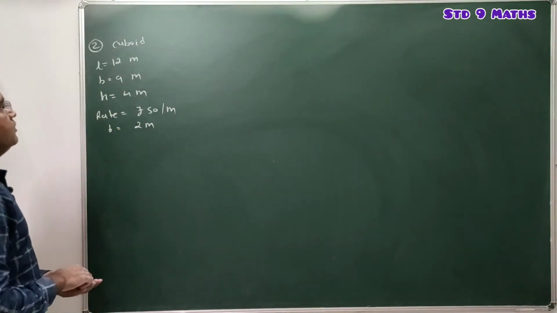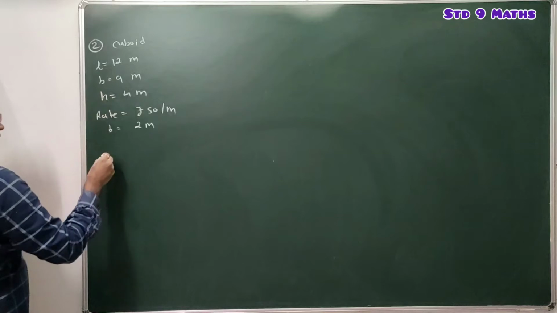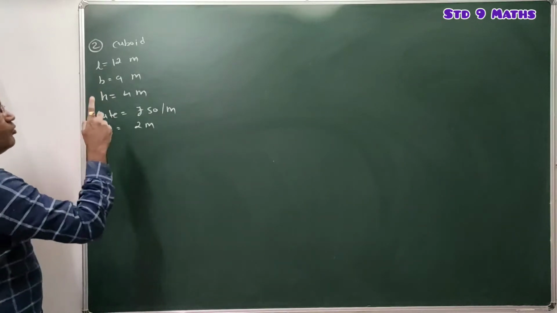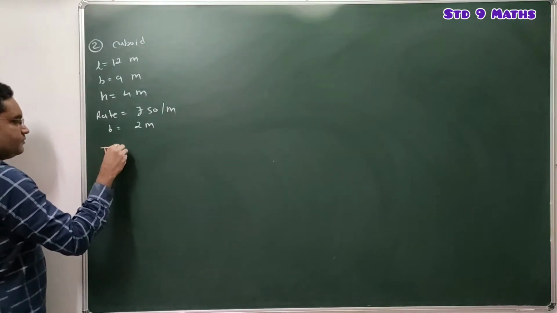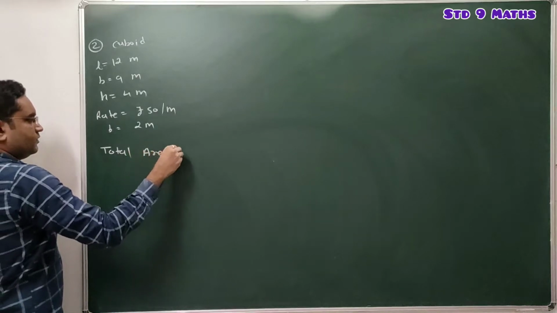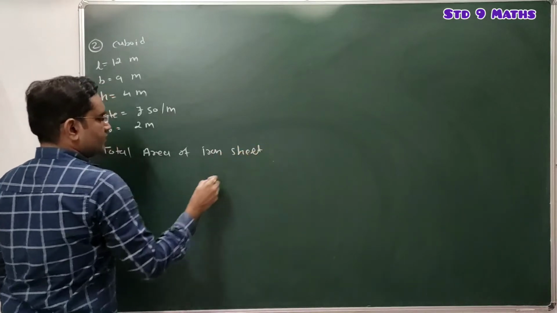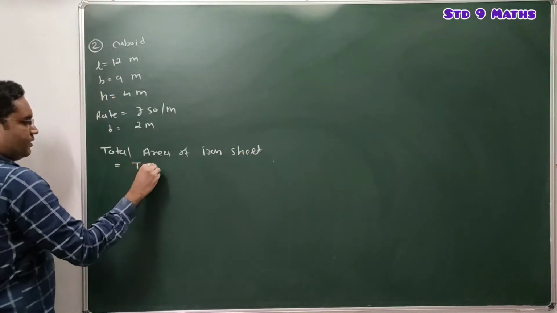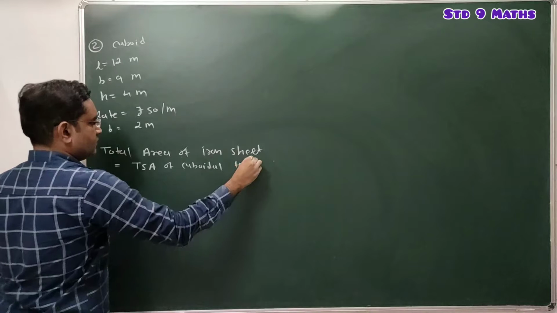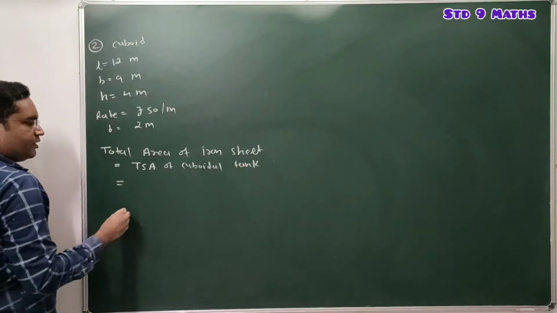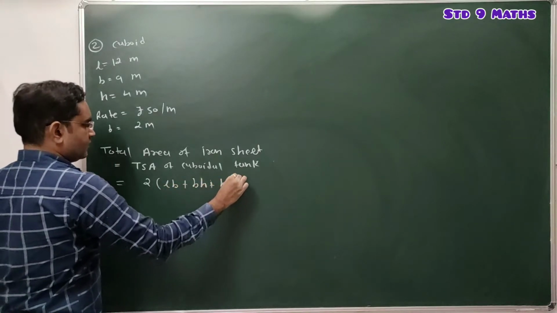So here we have to find the total cost of the iron sheet which is used. First we have to find the total surface area of this cuboidal tank. Dimensions are given. The total surface area of this cuboidal tank is nothing but the area of this iron sheet. So total area of iron sheet is nothing but the total surface area of the cuboidal tank. What is the total surface area of a cuboid? It's twice of LB plus BH plus HL.